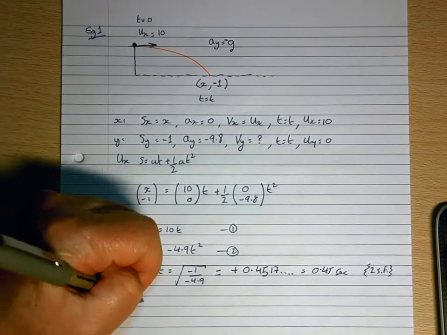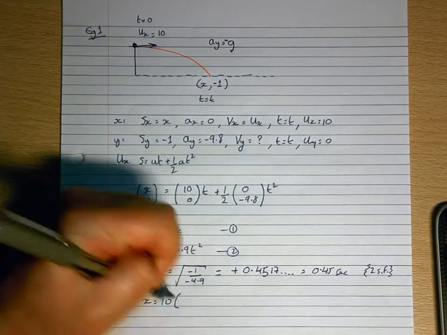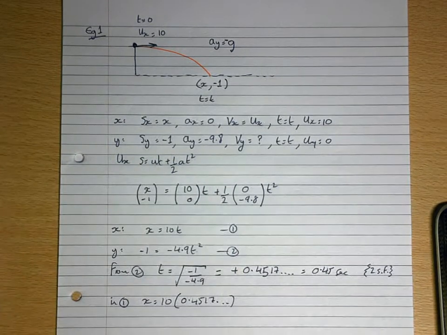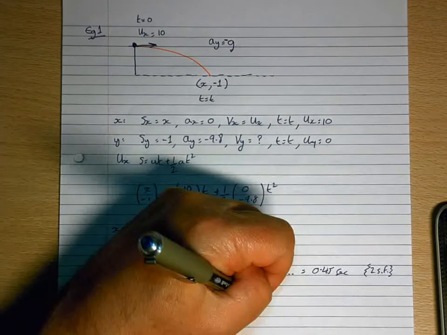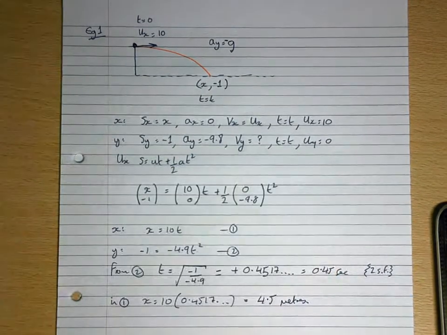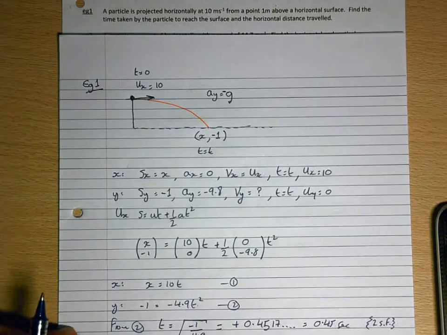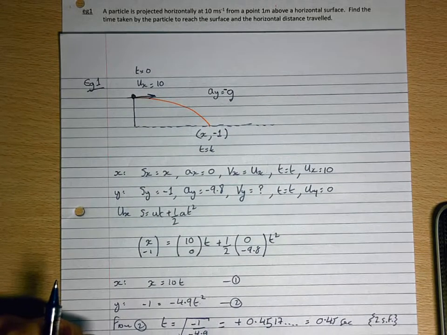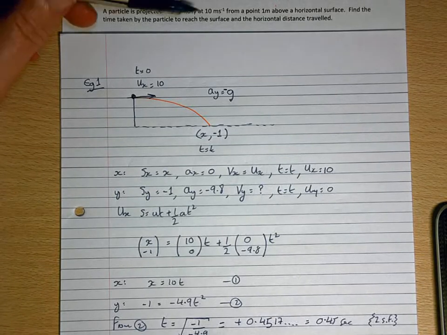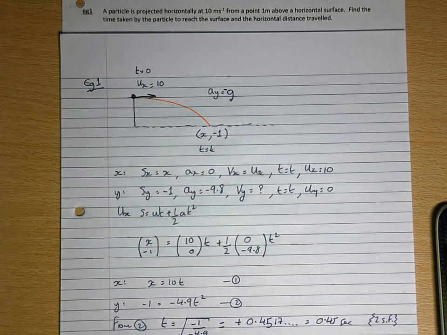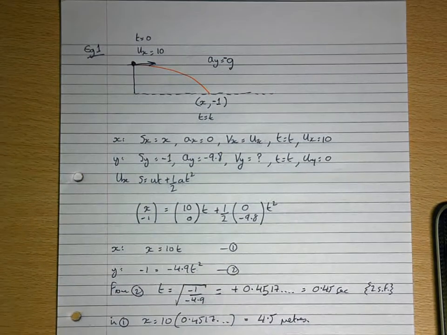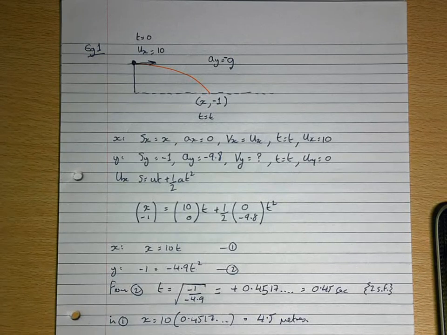So in this case, x is going to be 10 times 0.4517, which is going to be 4.5 meters. So just check that, go back to the question, make sure we've answered the right thing. Find the time taken by the particle to reach the surface, which is 0.45 seconds, and the horizontal distance travelled, it's travelled a total distance of 4.5 meters.